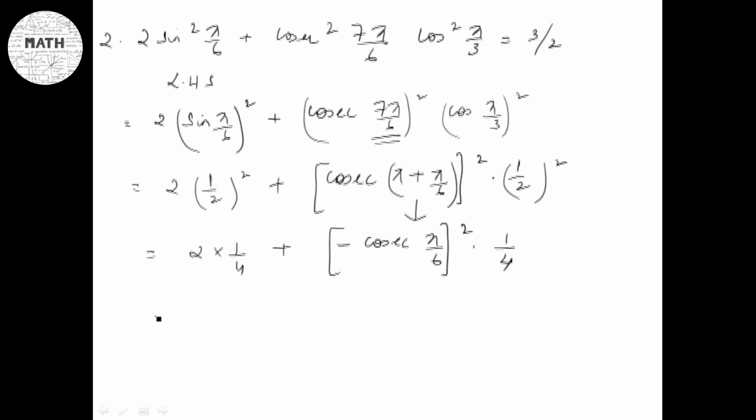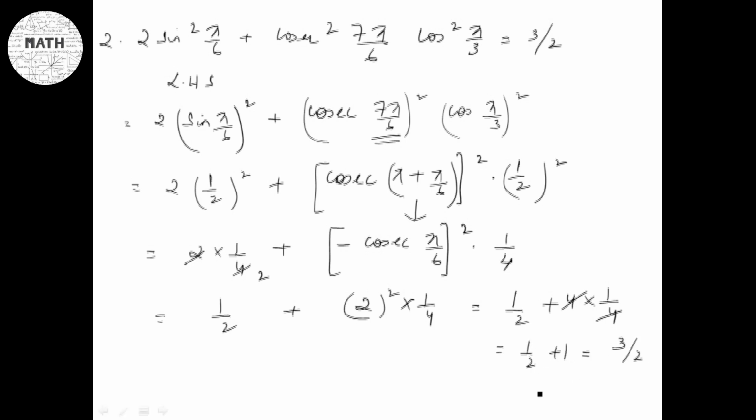Okay, so that will be nothing more than 1 by 2, because 2 ones are 2, 2 twos are 4, again plus, so minus cosec pi by 6 is how much? Minus square is plus, so cosec pi by 6 is 2, so that will be 2 square into 1 by 4, so that will be 1 by 2 plus 4 into 1 by 4. So the 4s cancel, so that will be 1 by 2 plus 1, which happens to be 3 by 2. So that's nothing more than your right hand side. So that's your question number 2.